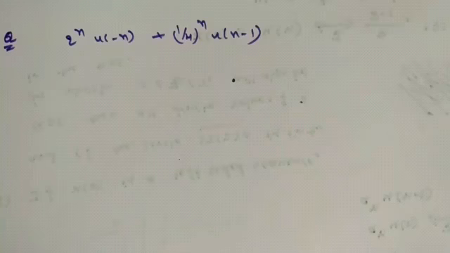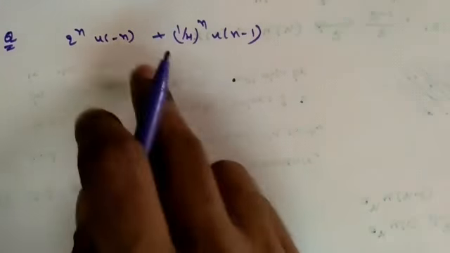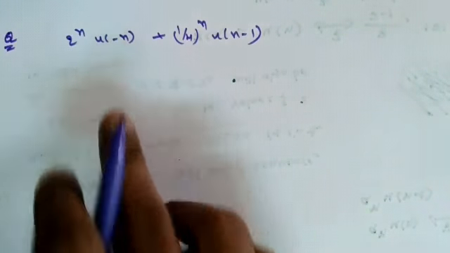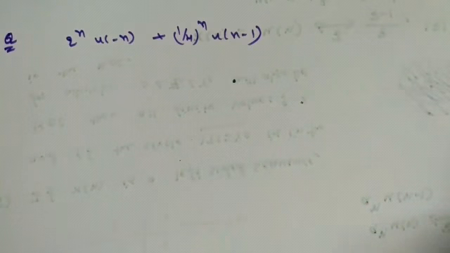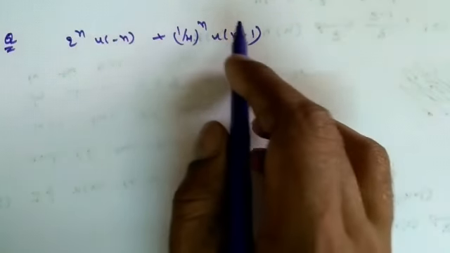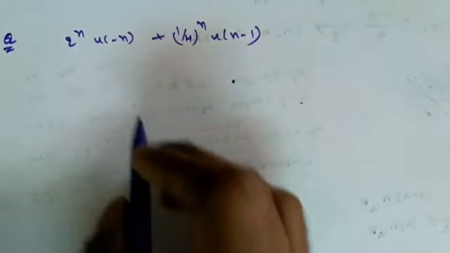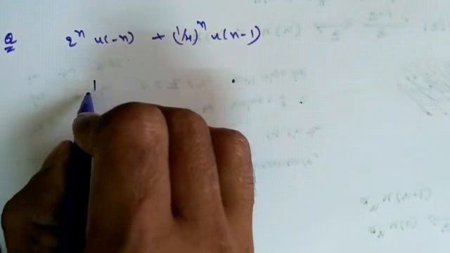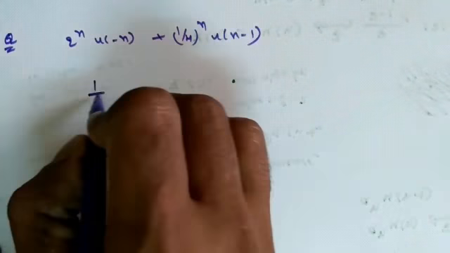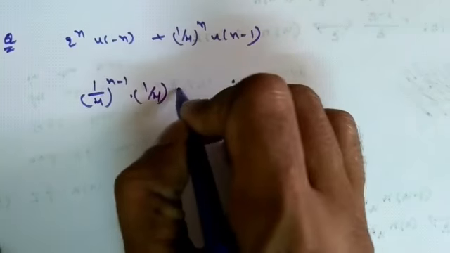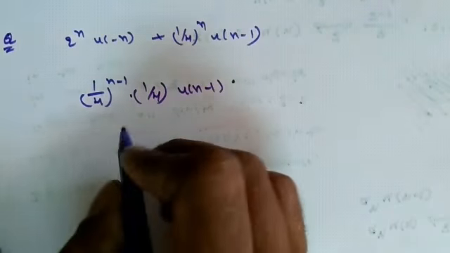So next we will solve this question. In this question we need to apply two properties. One is shifting and one is reversal property. So we'll go like this. So it should be n minus 1. So I'm making 1 by 4 n minus 1 into 1 by 4 into u of n minus 1.